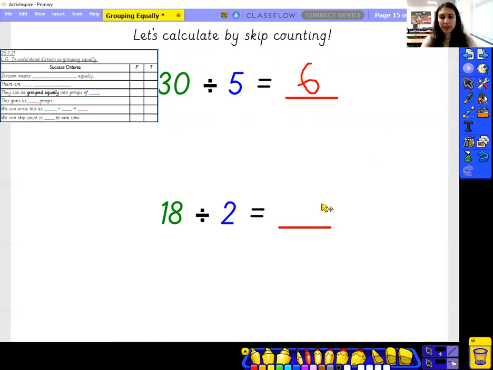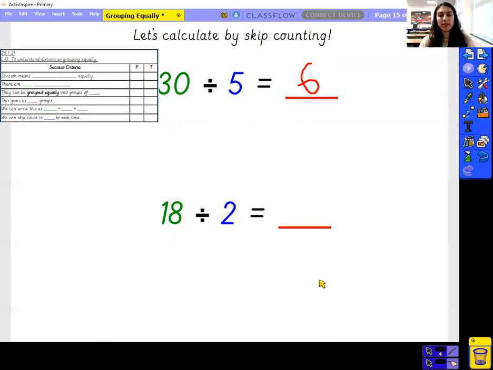Have a go at pausing the video and using the skip counting method to work out how many groups. If I had 18, could be 18 anything, 18 flowers, 18 cakes. If I've got 18 of something and I put them into groups of 2, how many groups would I have? So if you need a bit more time, keep the video paused, but let's go through the answer.